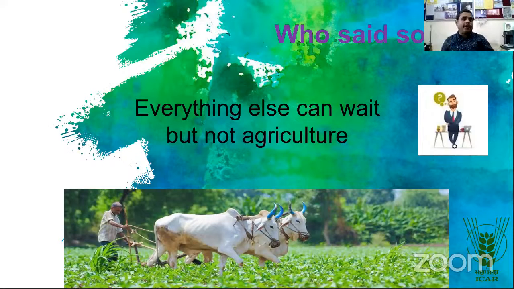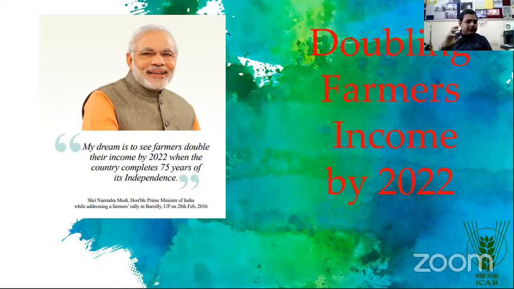As you know, our first Prime Minister said everything can wait, but not agriculture. This is much more than giving emphasis to the role and importance of agriculture in our daily life. Regarding doubling farmers' income, this was first said by our honorable Prime Minister Narendra Modi during his farmer gathering at Bareilly. The date was 28 February and today is 28 November.